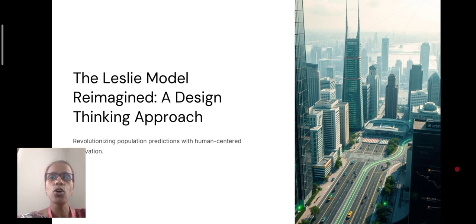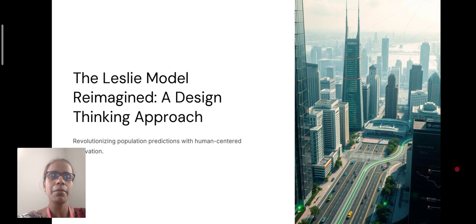So the topic is what? The Leslie model reimagined: a design thinking approach. Through the design thinking approach, we are going to study the Leslie model. For that, reevaluating population predictions with human-centered innovation. This is the main motto.